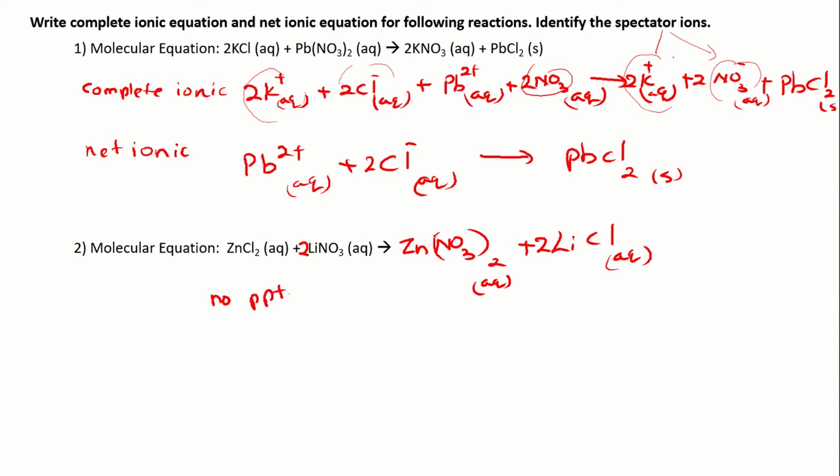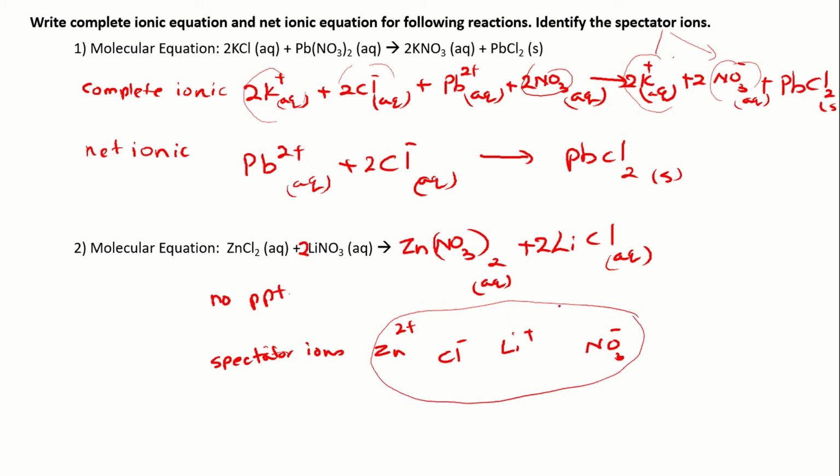So what does that mean? That means all ions are spectator ions. So what are the spectator ions? All of them. Even think about zinc chloride. You are given aqueous sign. So that means zinc is in dissolved form. You have chloride, lithium, and nitrate. All of them are spectator ions and there is no net reaction.